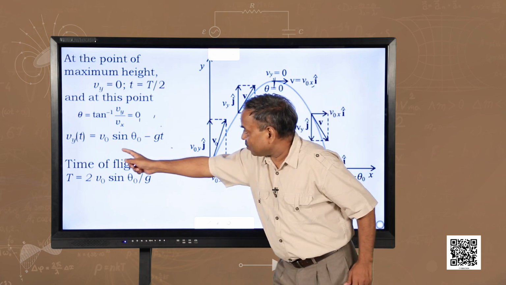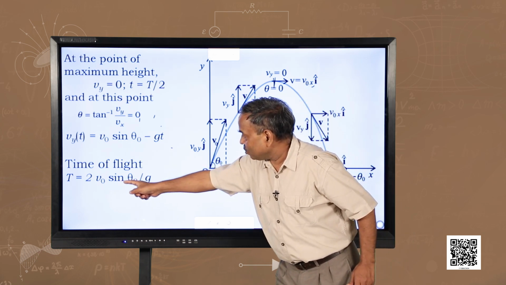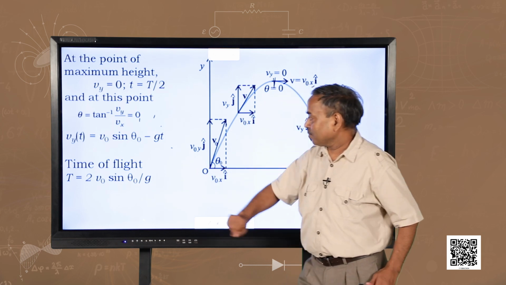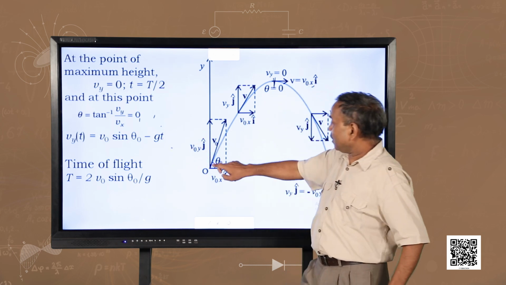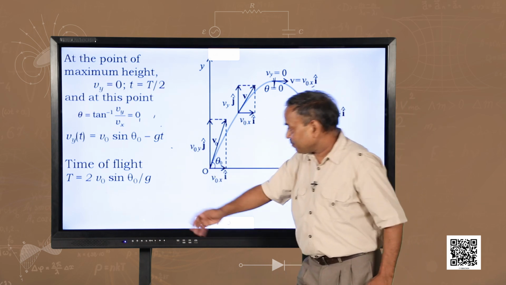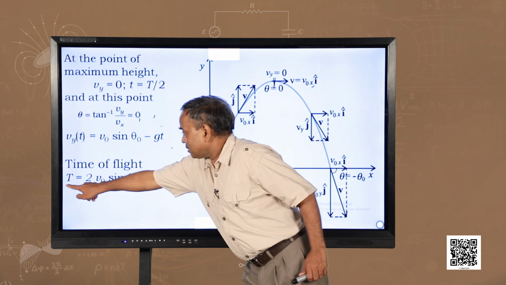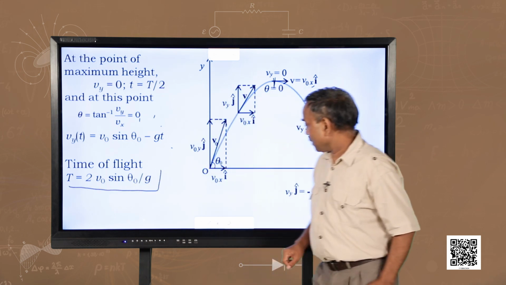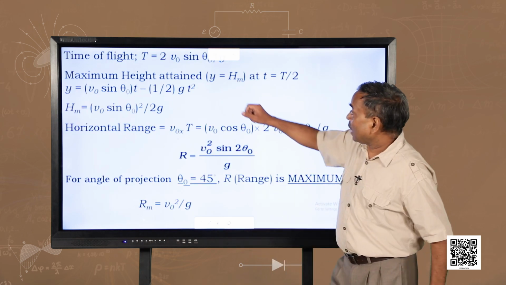Similarly, I can write v y t is equal to this equation, and I can find out the time of flight from this equation: t is equal to 2 v naught sin theta naught by g. This t will give you the time of half flight, and multiply it, you will get the total time of flight by this equation. This is a very important equation.